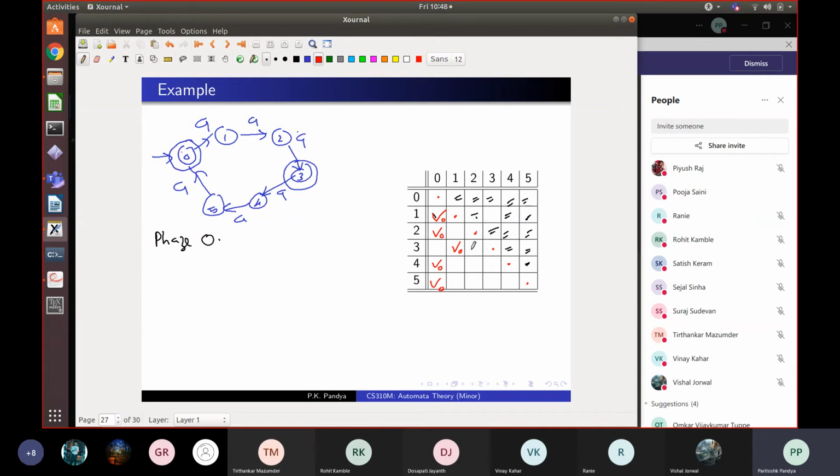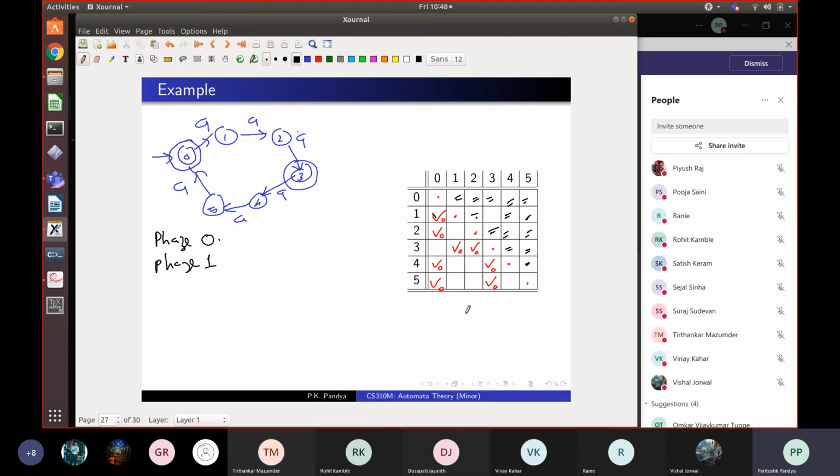Similarly 2, 3 I will mark because 3 is final, and 2, 4 I will not mark, 2, 5 I will not mark. Then 3, 4 I will mark because 3 is final and 4 is not final. 3, 5 also I will mark, and 4, 5 I will not mark. So this is my phase 0. Everybody clear about this? This is the initial marking in step 2. Next I go to phase 1.